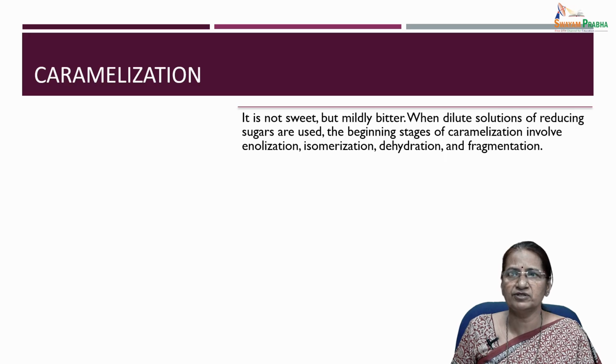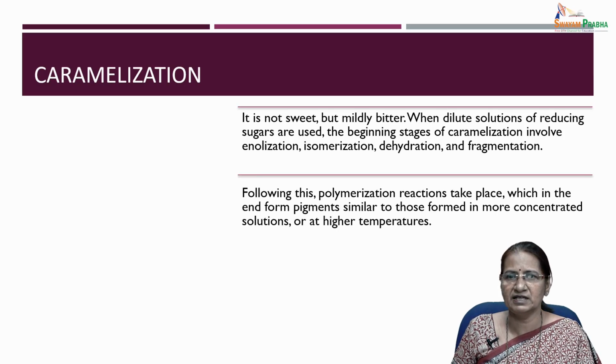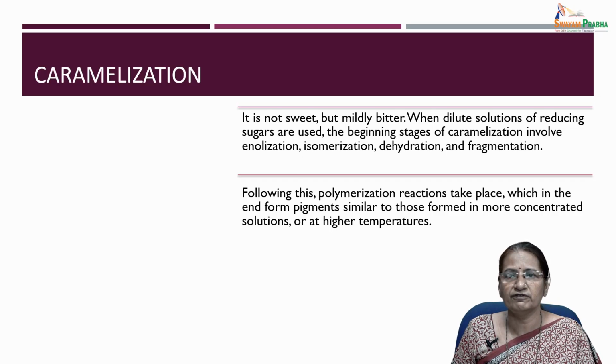When dilute solutions of reducing sugars are used, the beginning stages of caramelization involve enolization, isomerization, dehydration and fragmentation. Following this, polymerization reactions take place, which in the end form pigments similar to those formed in more concentrated solutions or at high temperatures.